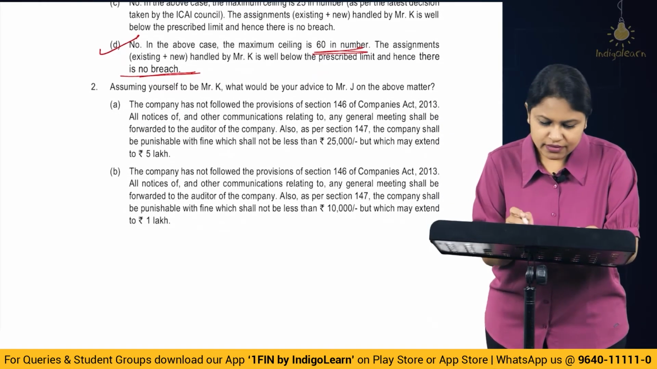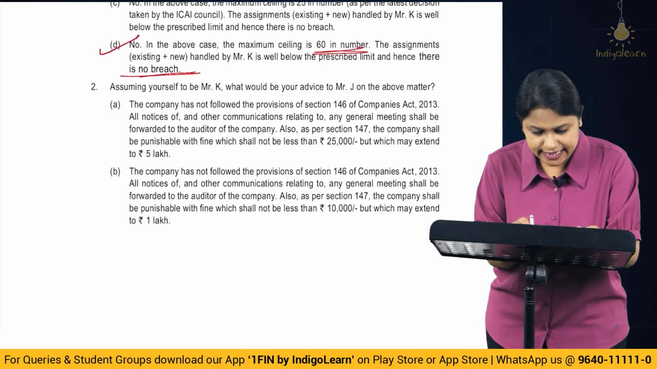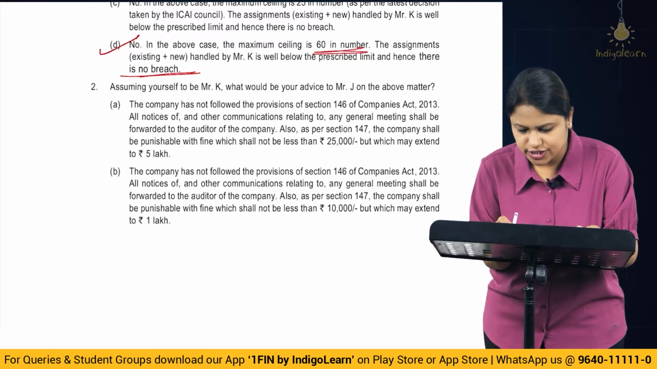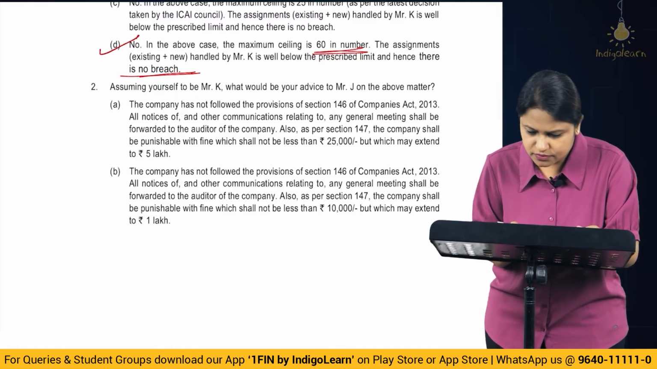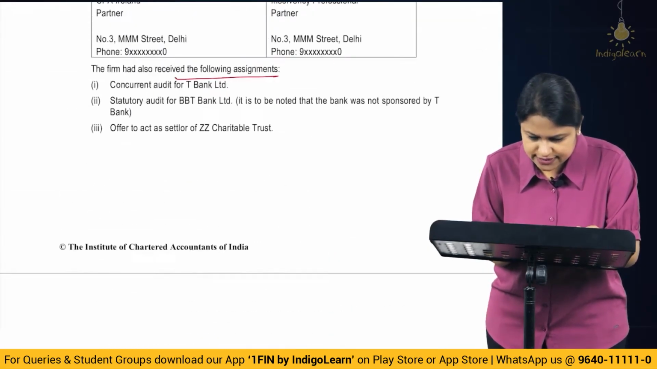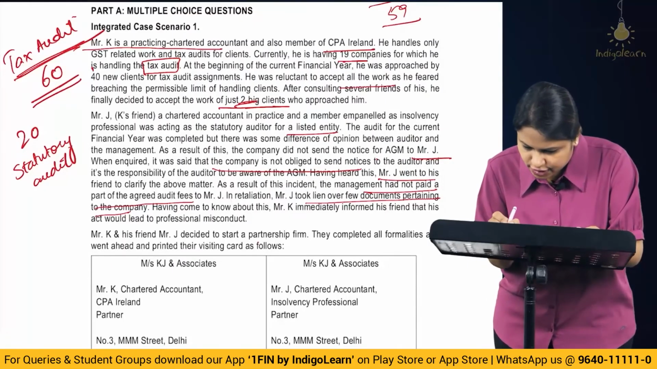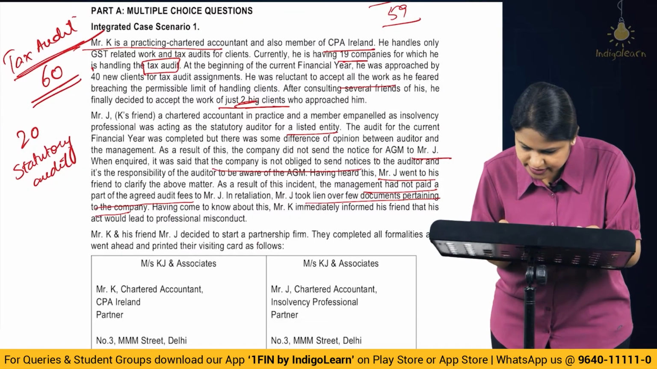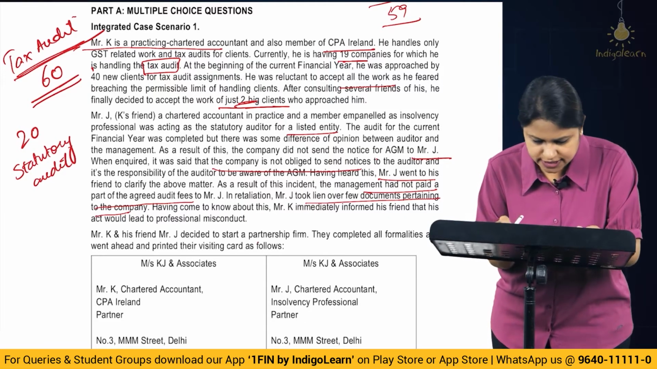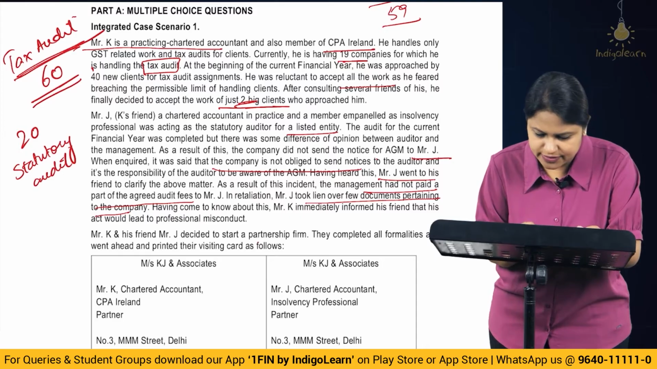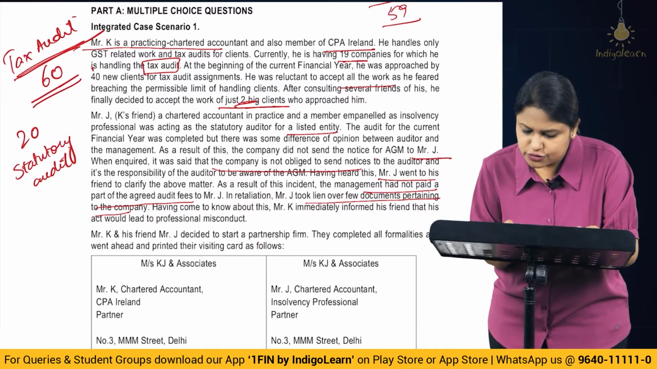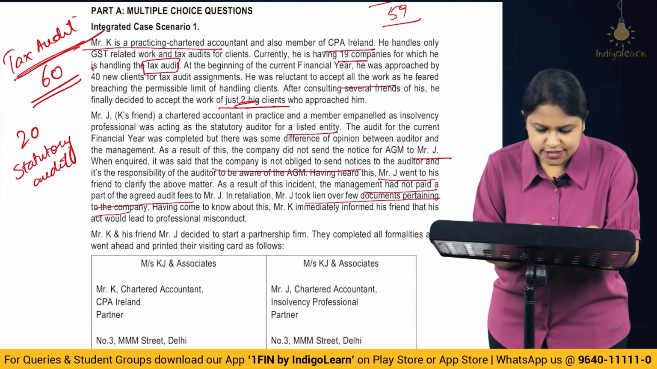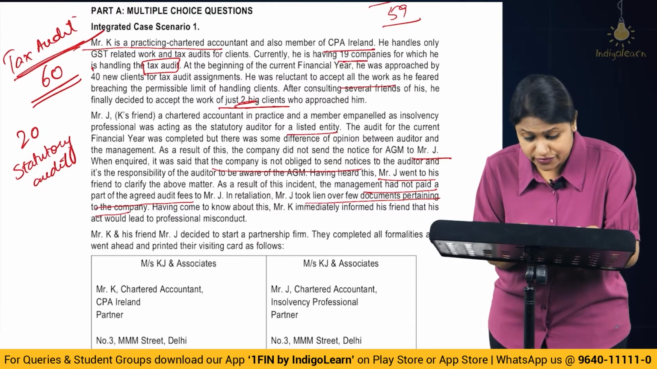Okay, then assuming yourself to be Mr. K, what would be your advice to Mr. J on the above matter? That is where Mr. J, when did Mr. J give advice? The company did not send notice for the AGM to Mr. J. When inquired, it was said that the company is not obliged to send notice to the auditor, and it's the responsibility of the auditor to be aware of the AGM.